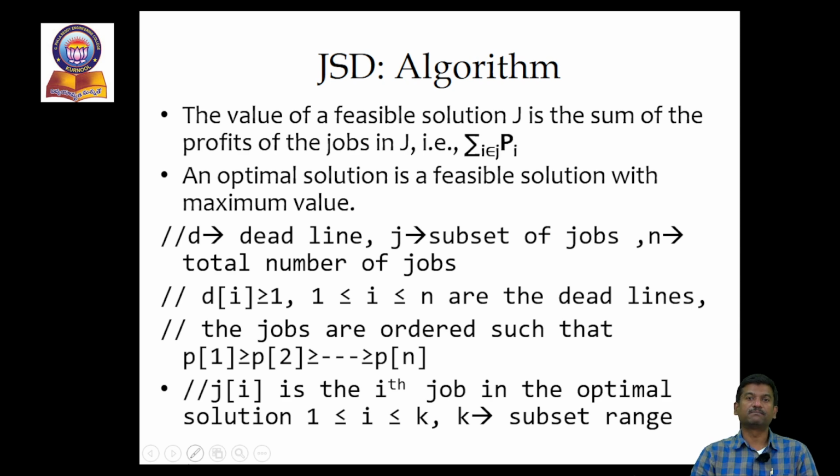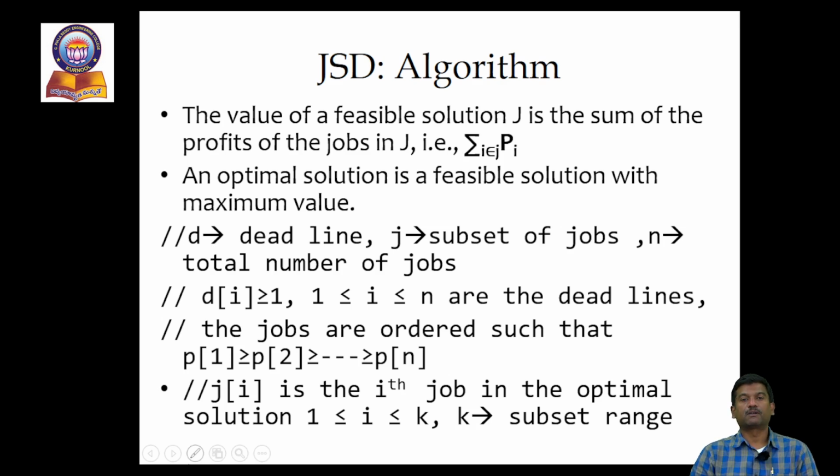And there are certain terminologies that are being used in job sequencing with deadlines. That is, D stands for deadline, J stands for subset of the jobs, N stands for the total number of jobs. And there is a certain kind of deadline, that is Di greater than or equal to 1, where i ranges between 1 to N. And there is a certain prerequisite. What does this prerequisite indicate?